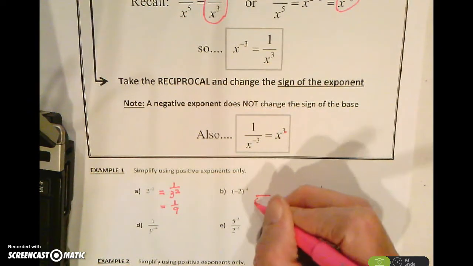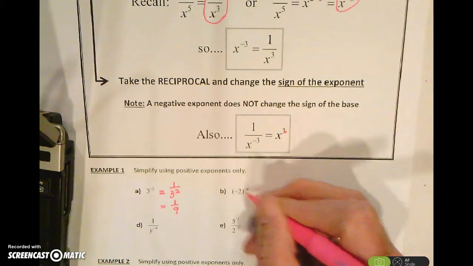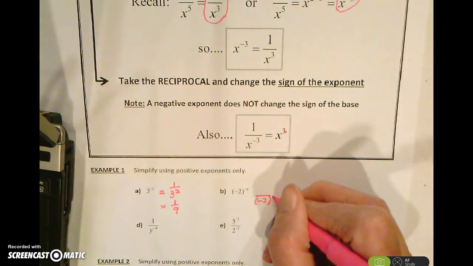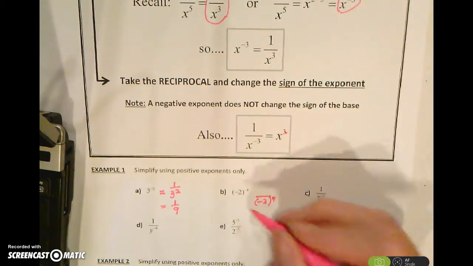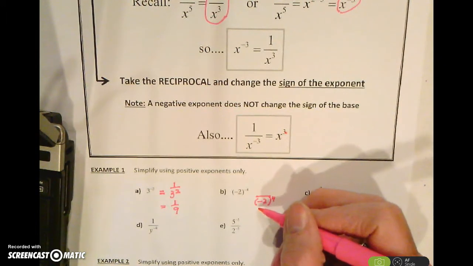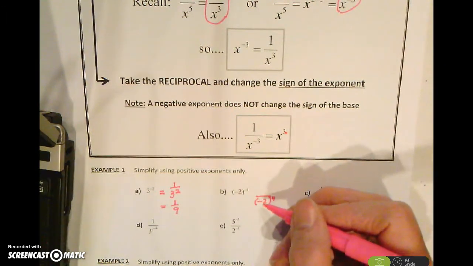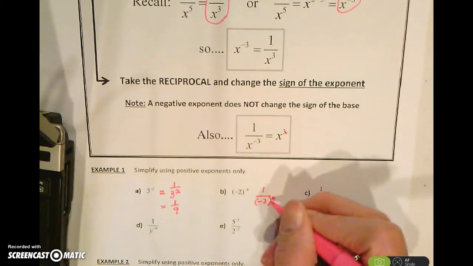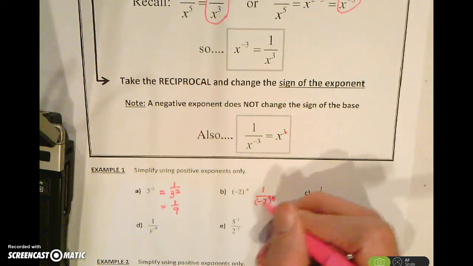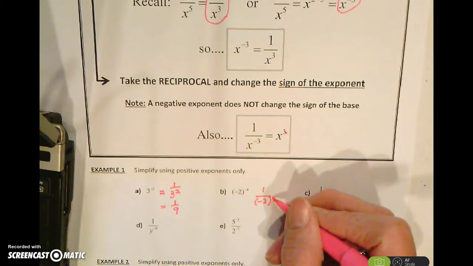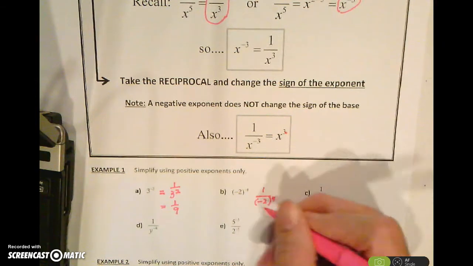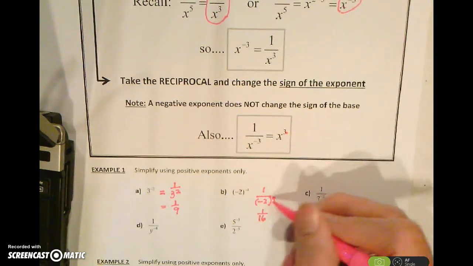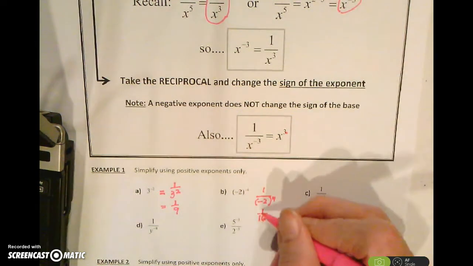If I have negative 2 to the negative 4 power, notice this is my base. So my base is going to flip to the denominator. It wasn't in the numerator, so the reciprocal is the denominator. And my negative 4 is going to become positive 4. Notice nothing happened to the negative 2 that was in front of it. It's just negative 2, and I have a 1 in the numerator. When I multiply out negative 2 times negative 2, I get 4. Times another negative 2 gives me negative 8, and times another negative 2 gives me 16. So this is going to be 1 over a positive 16.